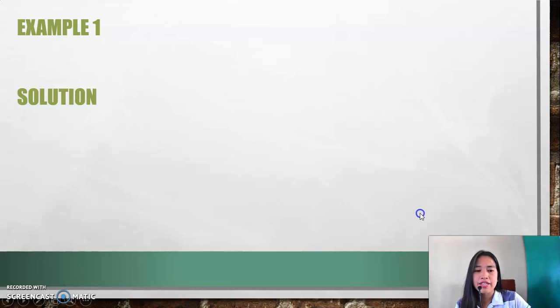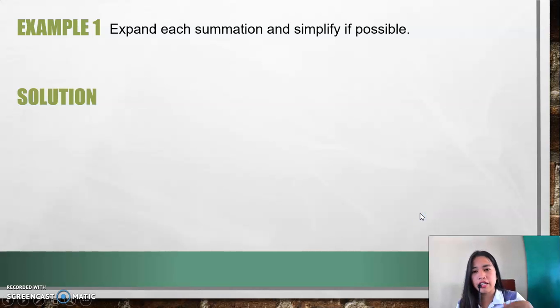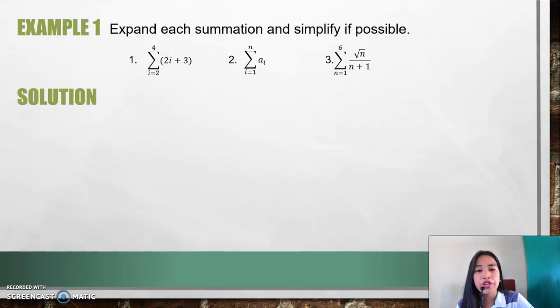Okay, so let's have an example. Let's expand the summation and simplify if possible. Number 1, the summation of 2i plus 3 from i equals 2 to 4. Number 2, the summation of a sub i from 1 to n. Number 3, the summation of the square root of n all over n plus 1 from n equals 1 to 6. We will expand these.